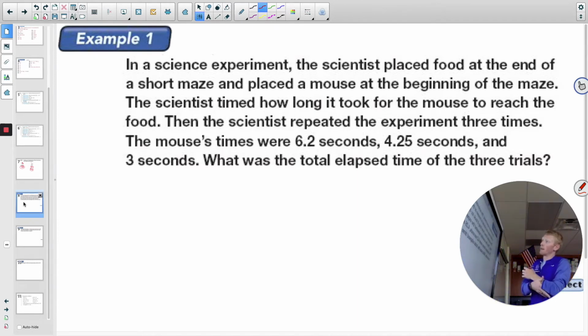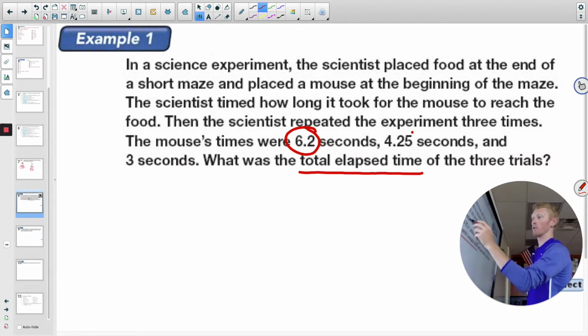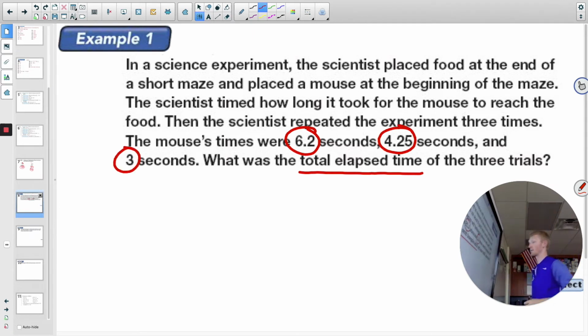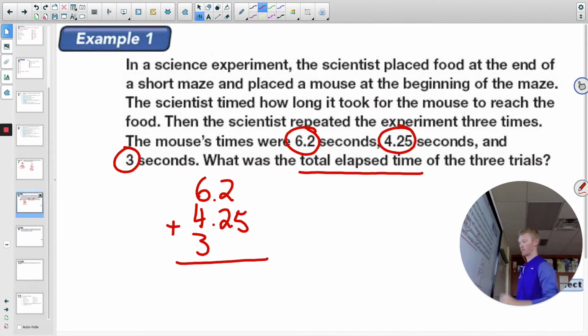All right, here we go. Now, I'm looking for total elapsed time. So I know right away I need to add things together to figure out my answer here. So automatically that jumps out at me. I have 6.2 seconds, 4.25 seconds, and 3 seconds. So I'm going to add those 3 numbers. Remember to always line up your decimals. So I have 6.2, 4.25, and most important, the 3 you put right here in the same place value column. Those are the values that I'm going to add up.